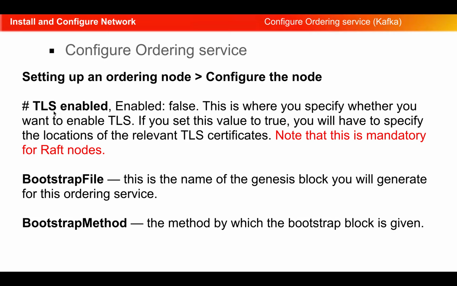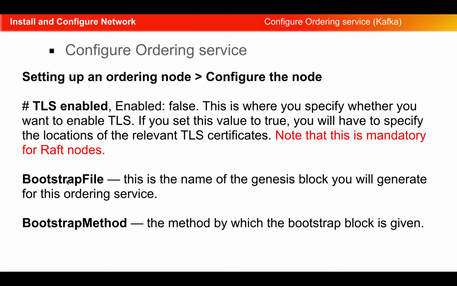Then you have other options as well. You have TLS. By default it is disabled, which means the value will be false. This is where you specify whether you want to enable TLS or not. If you set this value to true, you will have to specify the location of the relevant TLS certificates. Note that in version 2.0, this is mandatory for Raft nodes, because in version 2.0 we will be using Raft as the consensus mechanism.